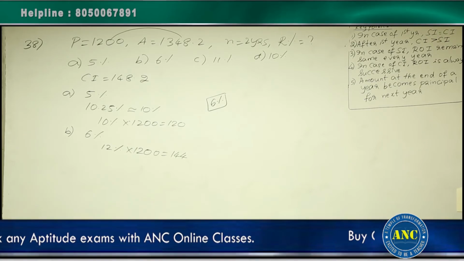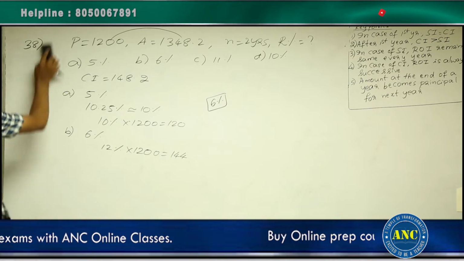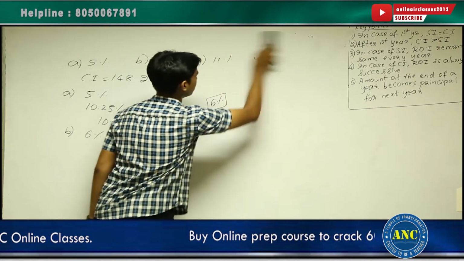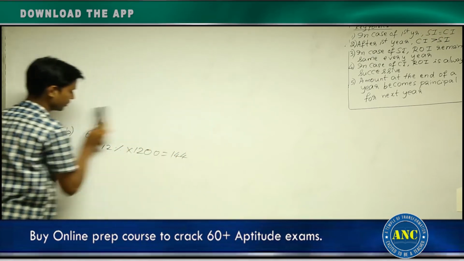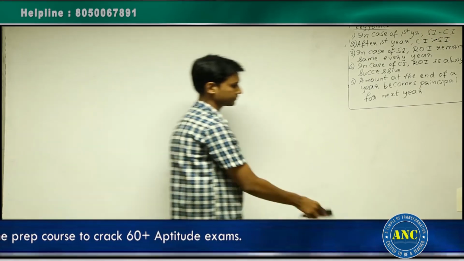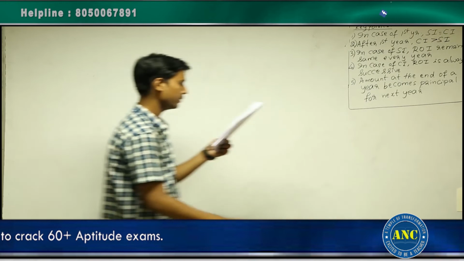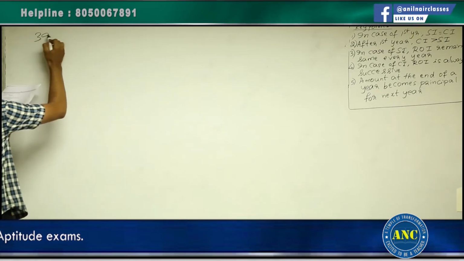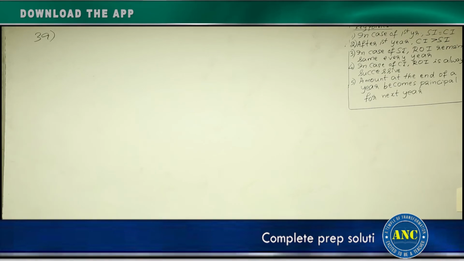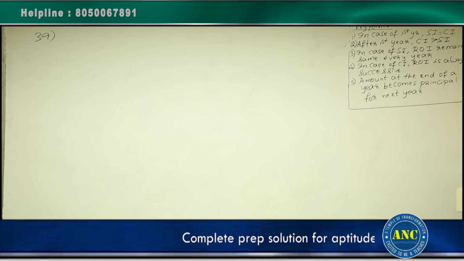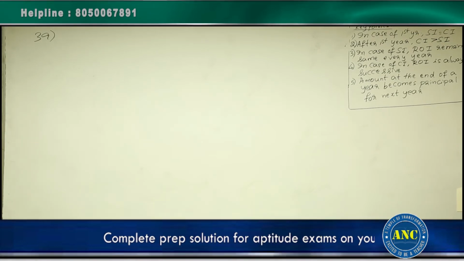Okay, 39th one, very good question. See here, how easily we can solve by using this approach. 39th question. Please see the 39th question. A certain sum amounts to 5,000 in 5 years and 6,000 in 6 years under compound interest. Find the rate of interest.